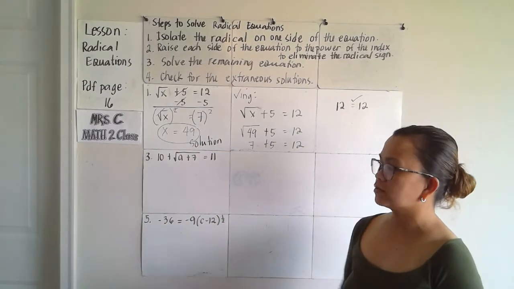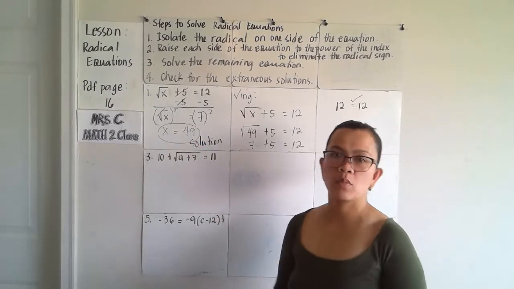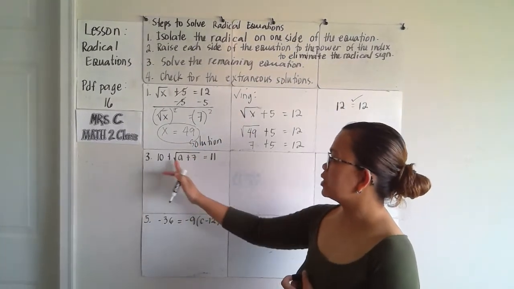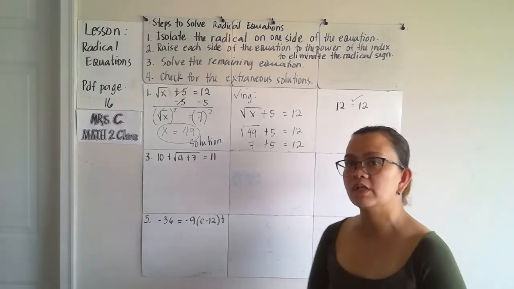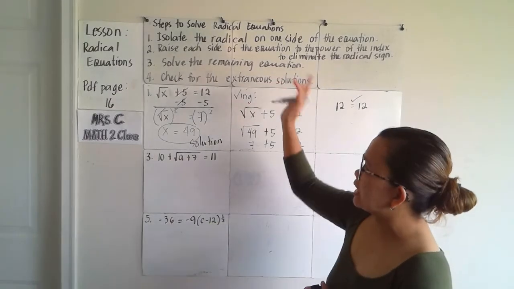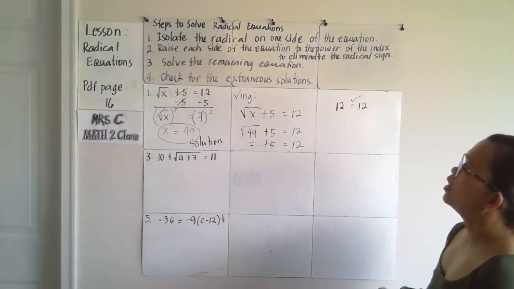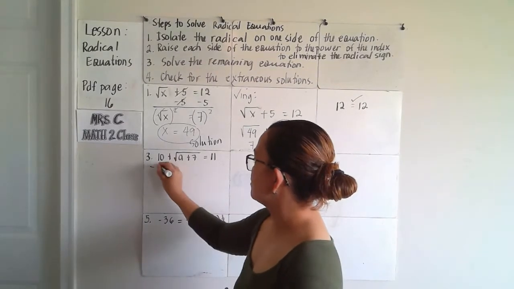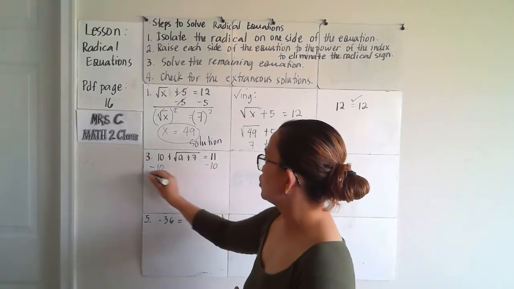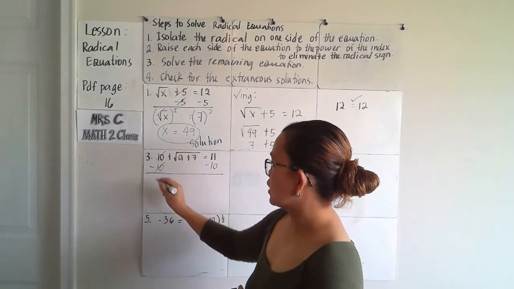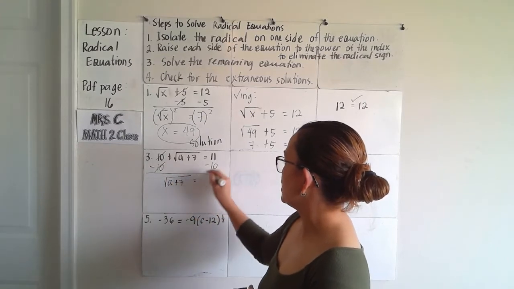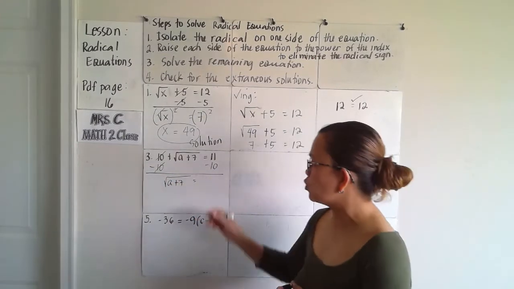This is the third example on the PDF, page 16. 10 plus square root of a plus 7 equals 11. Again, we need to isolate the radical on one side of the equation, so we need to remove 10 on both sides. That will become square root of a plus 7 equals 11 minus 10, which is 1.